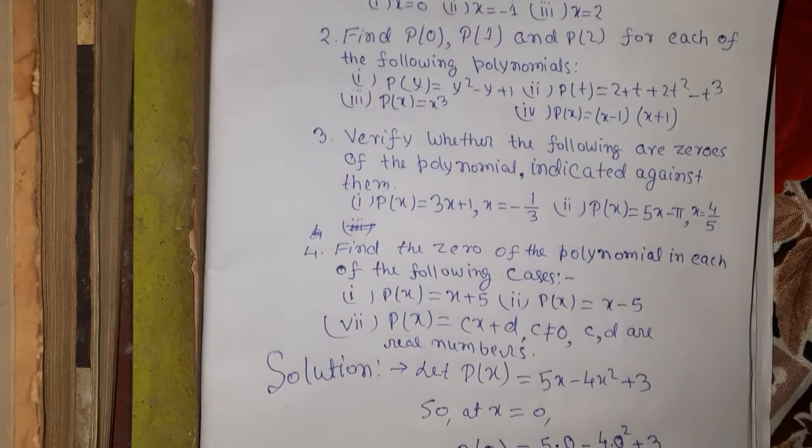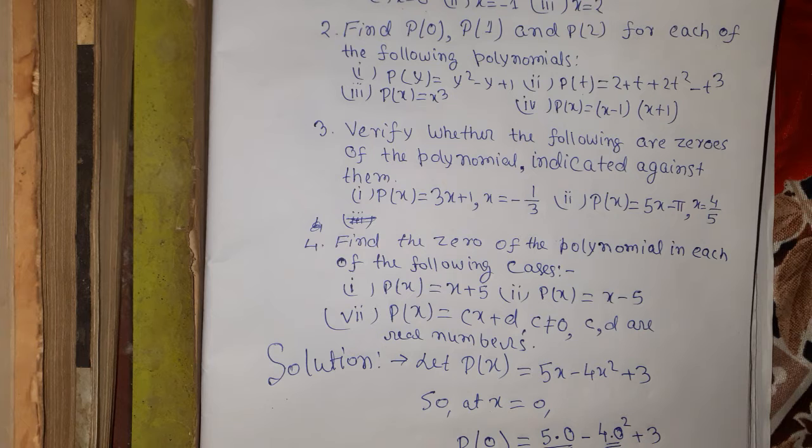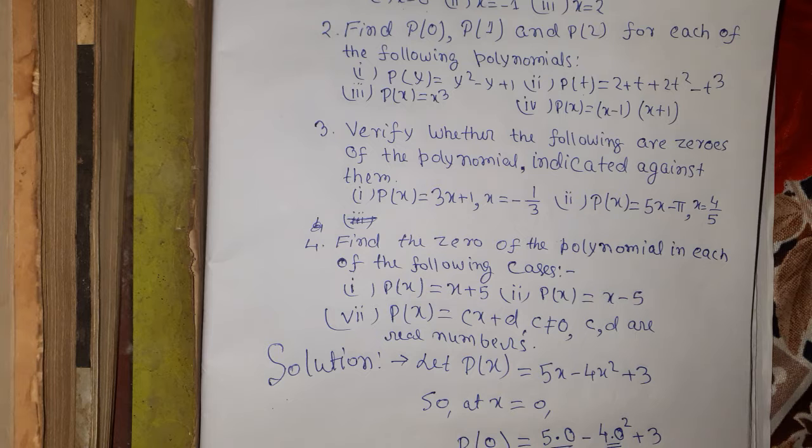Here, for any polynomial, when the value of a given polynomial at a particular value of x is 0, then we call the value of x the zeros of the polynomial.